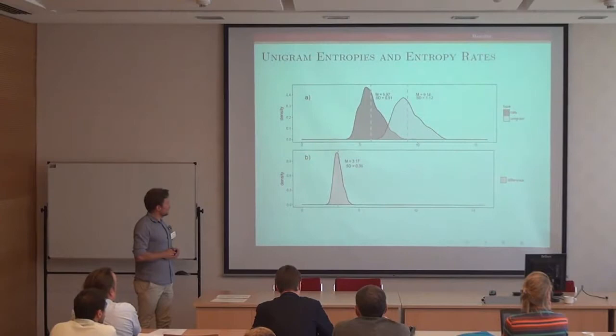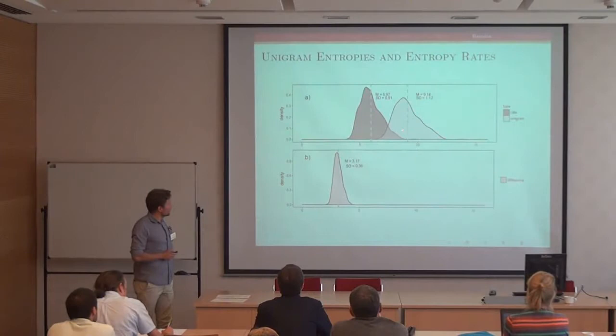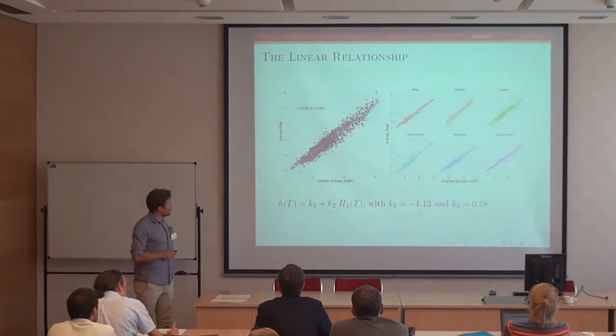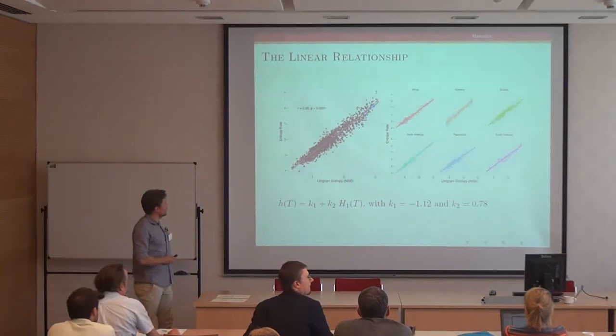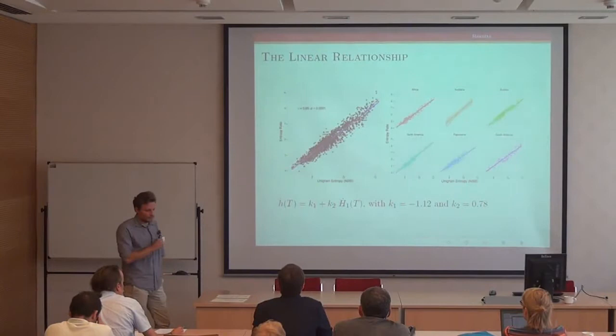But what I wanted to discuss here more is this linear relationship between the two. So if you think about it, the distributions look reasonably similar, and the difference between them is much more narrowly distributed. So what it suggests is that there is a linear relationship between them. And there actually is, right? So here you have the unigram entropy as estimated by the Nemenman-Shafee-Bialek estimator, and here you have the entropy rate. We implemented this ourselves.